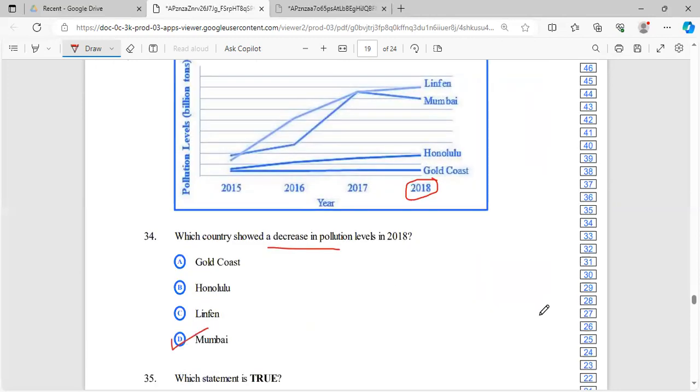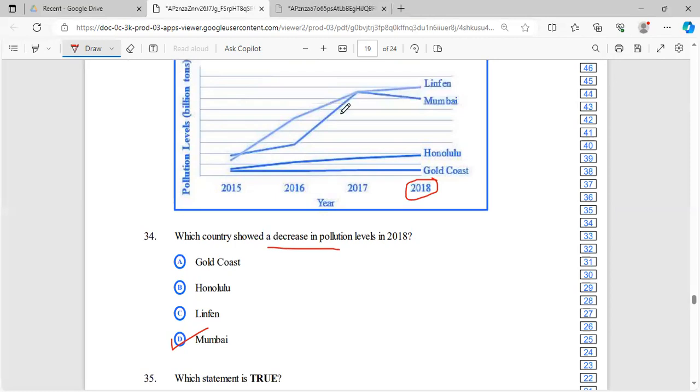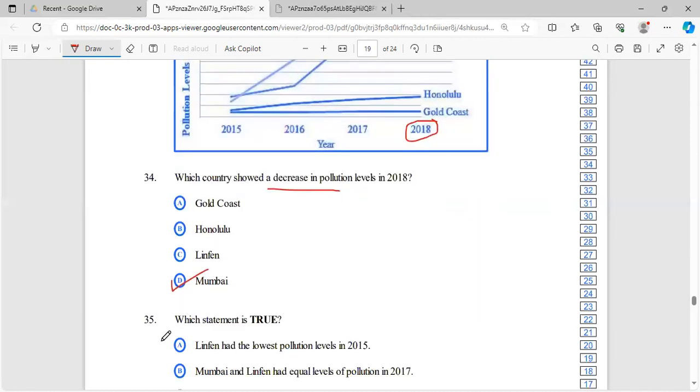Alright, let's look at 35. It says, which statement is true? Linfen had the lowest pollution in 2015. So we find Linfen, no sir, I'm not sure, because it's over the top of the third. So this is not true. A is not true. We do them one by one, guys. We're not rushing. Hit that like button in the meantime.